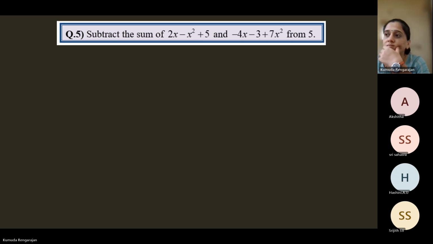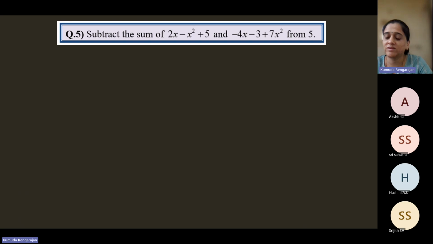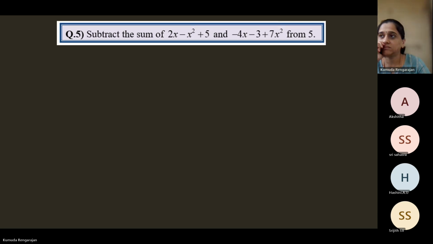Minus 2x plus 3x plus minus 3. Correct? No? I got it correct. Minus 2x minus 6x squared plus 3.